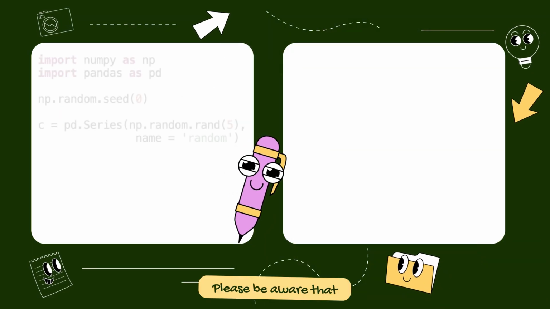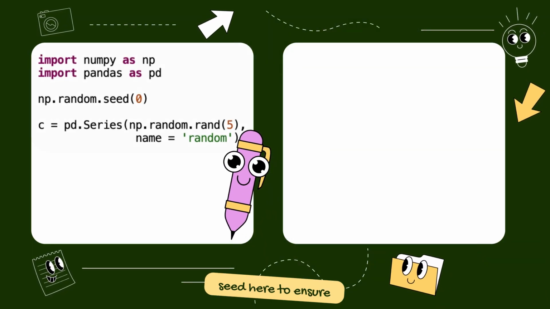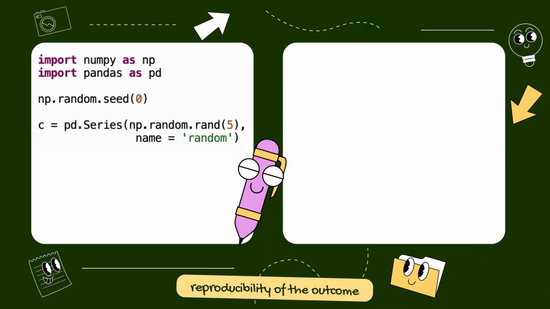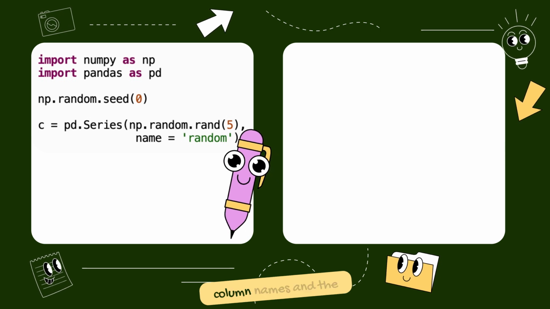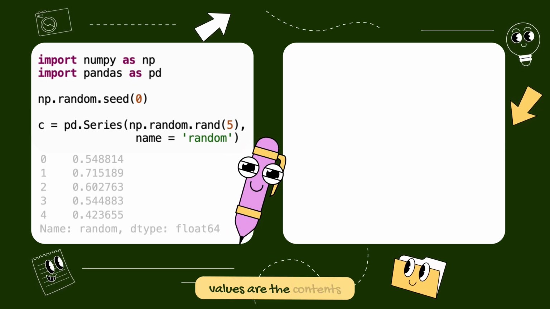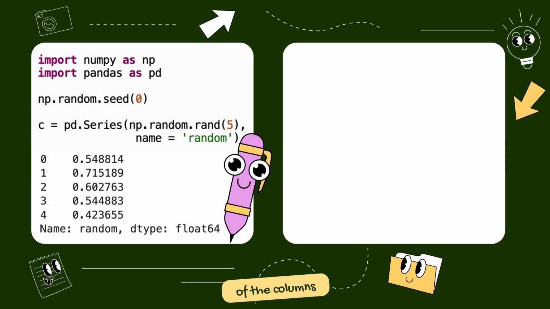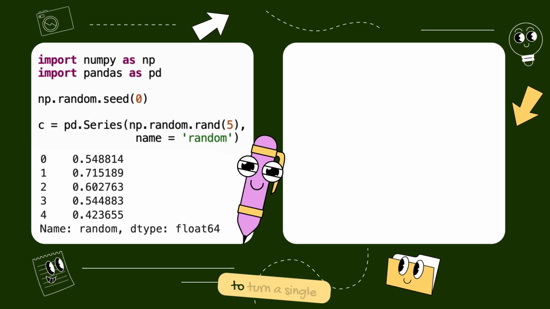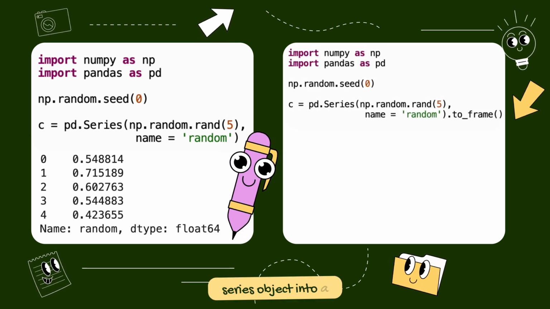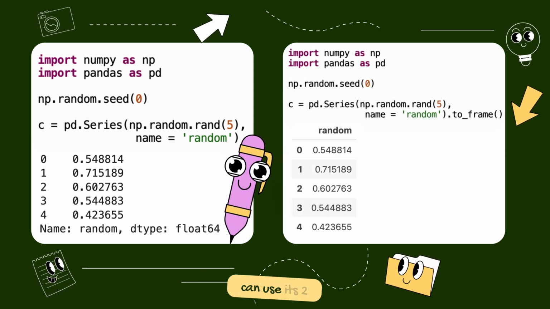Please be aware that we are establishing the seed here to ensure reproducibility of the outcome. The keys are the column names, and the values are the contents of the columns. Note, if we want to turn a single Series object into a data frame object, we can use its to_frame method.